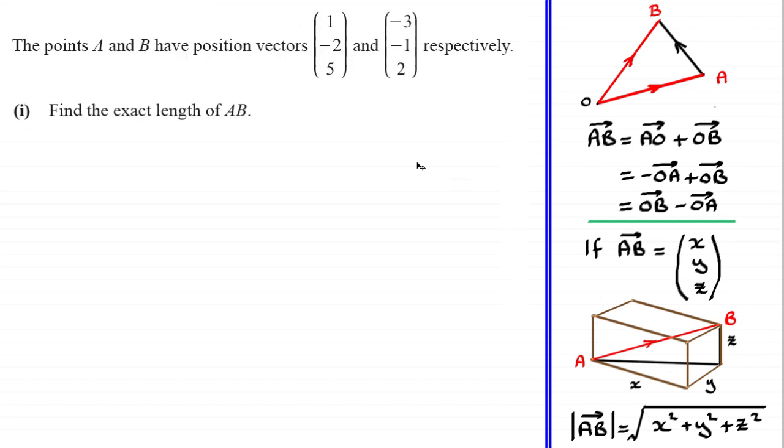What we've got here is the points A and B have these position vectors. A is 1, minus 2, 5, and B is minus 3, minus 1, 2. Remember, they're position vectors. That means O to A is 1, minus 2, 5. O to B is minus 3, minus 1, 2. Find the exact length of the vector AB. So I'll leave that with you. Just tell me what that exact length is. There's a clue there, by the way. It does say exact length. So we'll just see who can come in with that exact length.